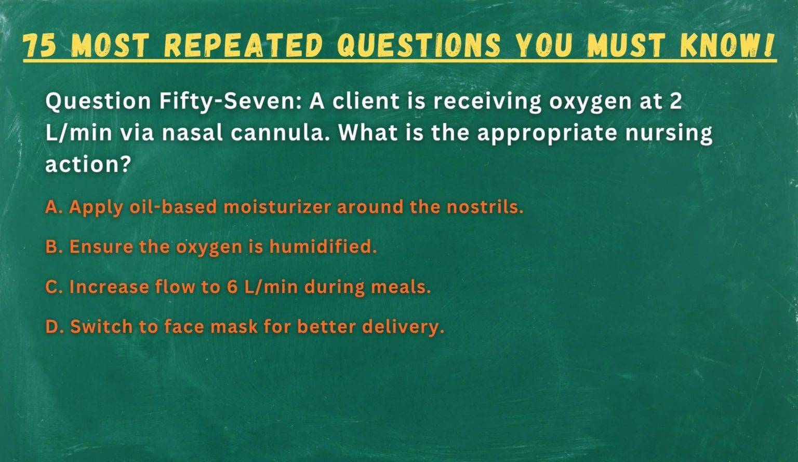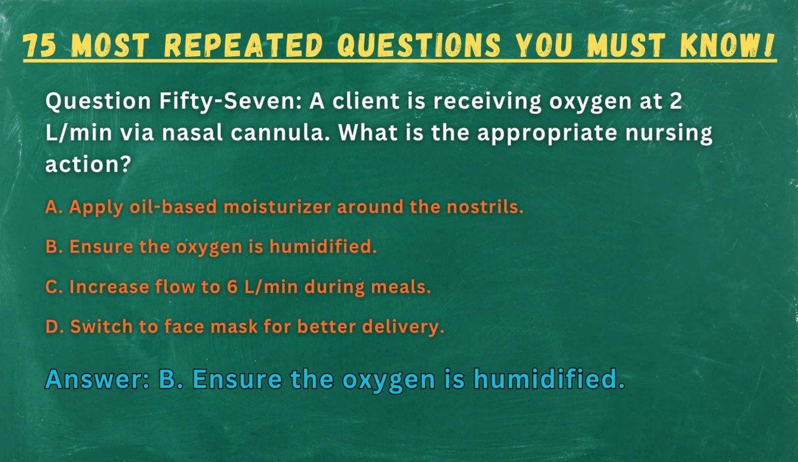Question 57. A client is receiving oxygen at 2 liters per minute via nasal cannula. What is the appropriate nursing action? A. Apply oil-based moisturizer around the nostrils. B. Ensure the oxygen is humidified. C. Increase flow to 6 liters per minute during meals. D. Switch to face mask for better delivery. Answer, B. Ensure the oxygen is humidified.